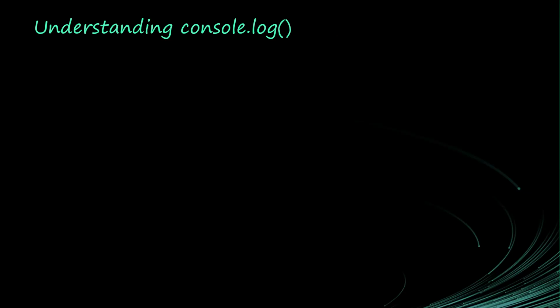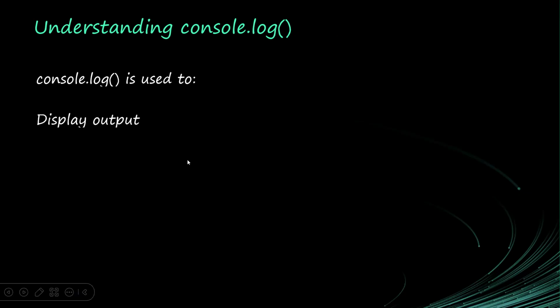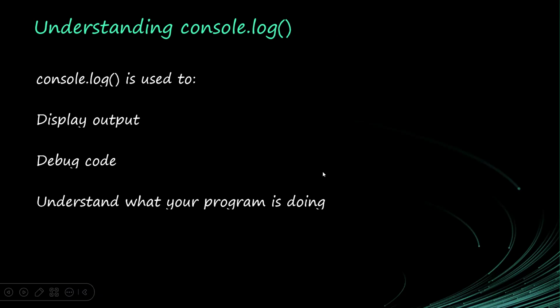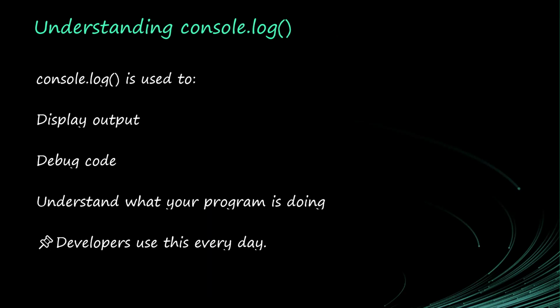So we will talk more about the console.log in the next class, in day 2, but console.log is actually used to print something, to display output, okay? Most times we use console.log when we are debugging, when we are trying to find out the errors in our code, the mistakes that we made. So we use it to debug code, to understand what your program is doing. If you really want to understand what your program is doing, you will learn more about the console.log, okay? Developers use this every single day, all right?